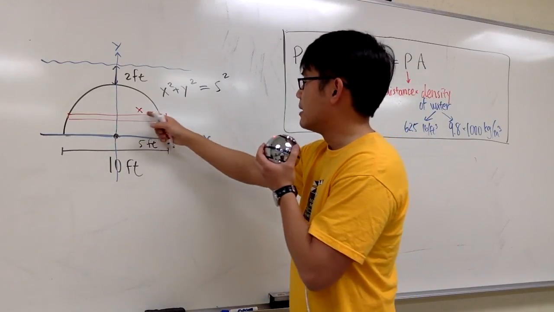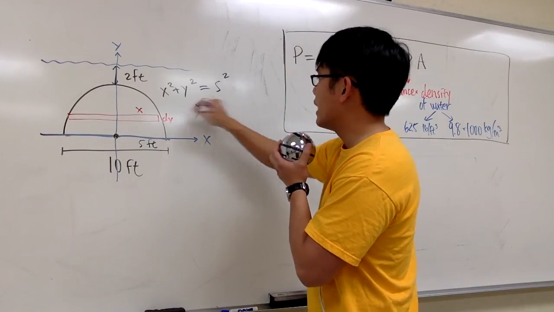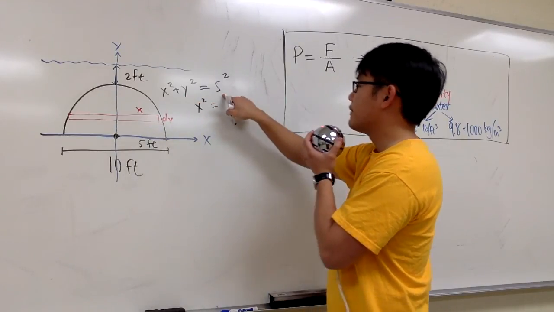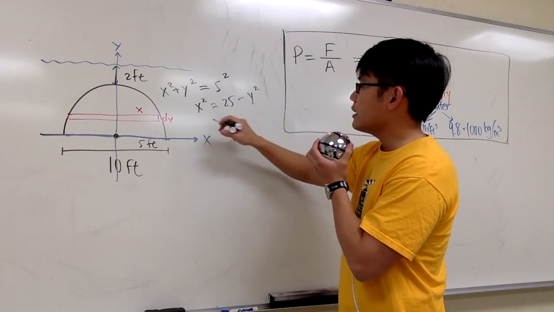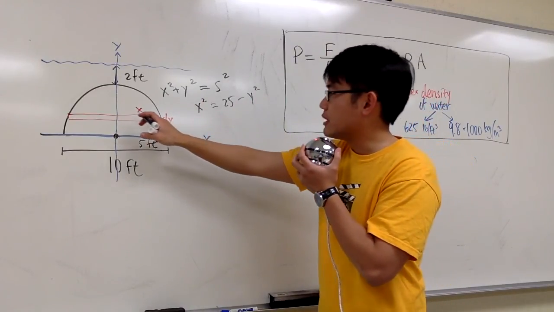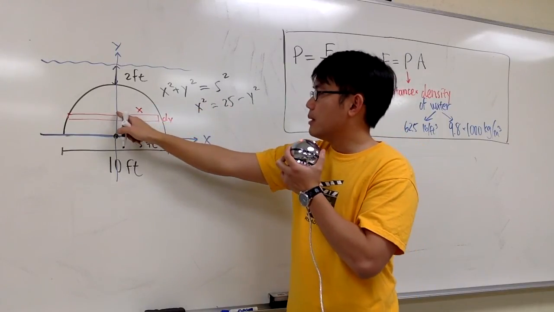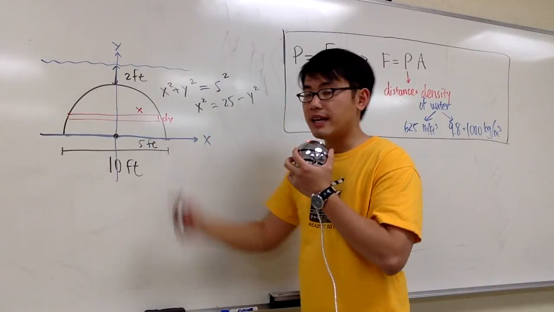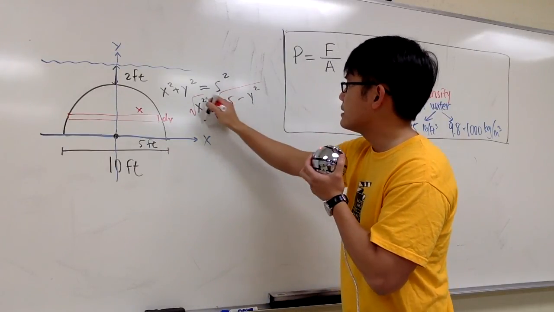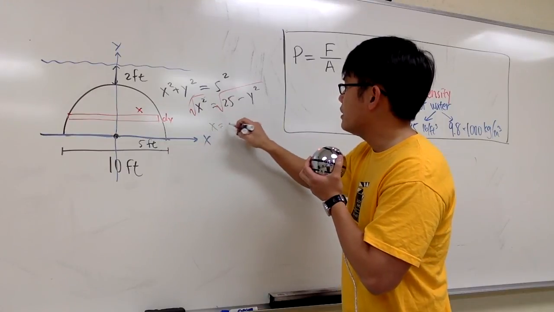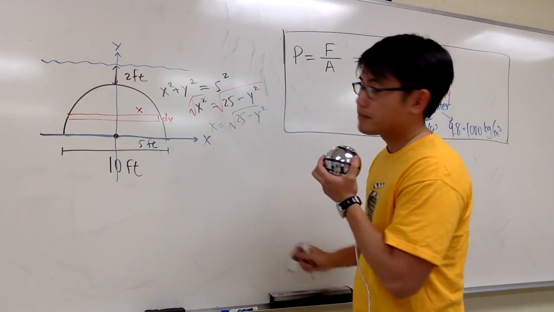So that's pretty much it. And I need x in terms of y, so let's do it. Let's subtract y squared on both sides. In other words, we have x squared equals 5 squared, which is 25, minus y squared. And I'm going to take the positive square root on both sides, because based on the labeling, x is on the right hand side. It's positive. So I'll take the positive square root on both sides. x will be the square root of 25 minus y squared.